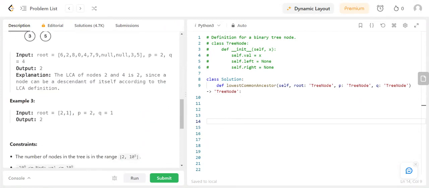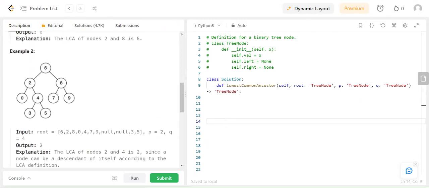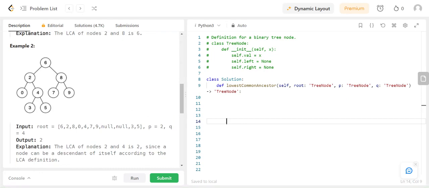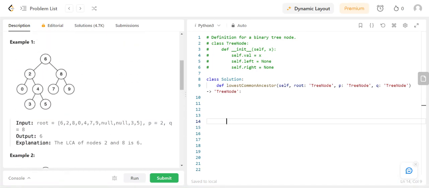So one of the edge cases that we have to think about is a node can be a descendant of itself according to the lowest common ancestor definition. So if P and Q are 2 and 4, 2 would be the answer because it can refer to itself as a lowest common ancestor.